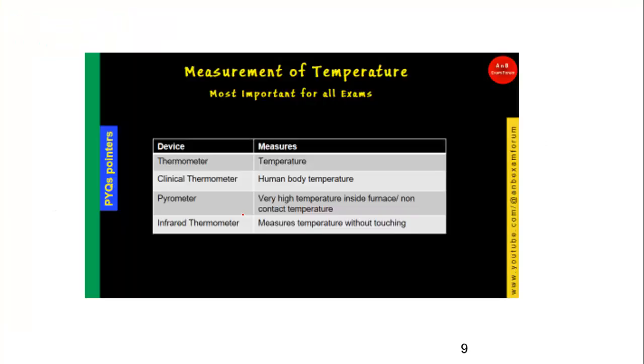And in the theory portion, we have discussed that there are various other devices which are used for measurement of temperature. So we have seen there are basically 4 types of devices. Like first is thermometer, which is going to measure the general temperature. Okay, clinical, which is going to measure the human body temperature, whereas pyrometer, this is very important for any exam, which is going to measure very high temperature inside furnace or non-contact temperature. Okay, so pyrometer is going to measure very high temperature.